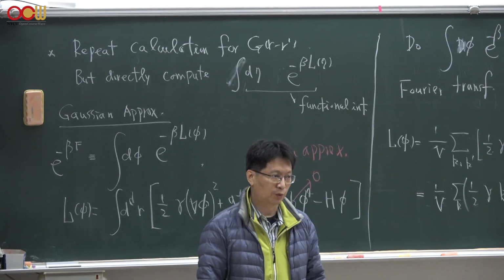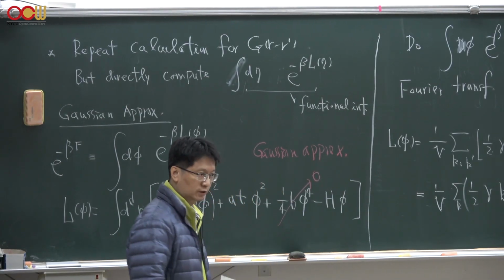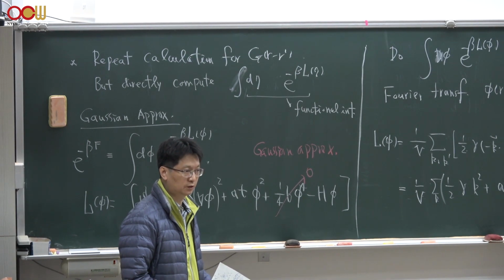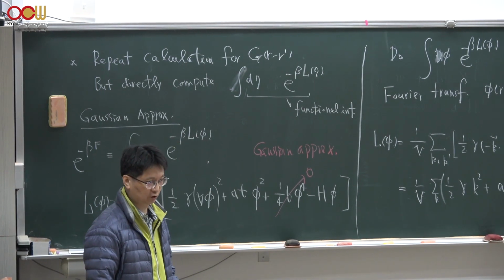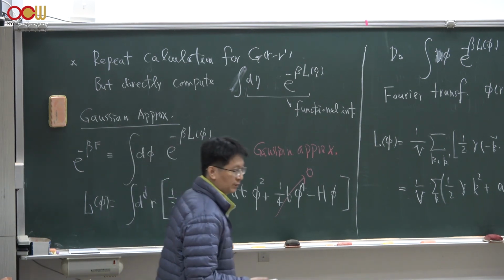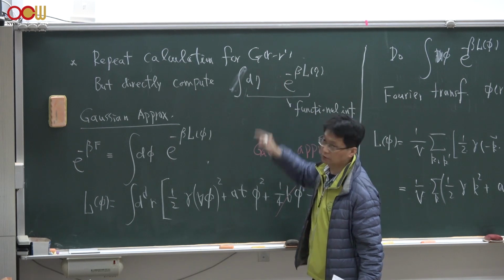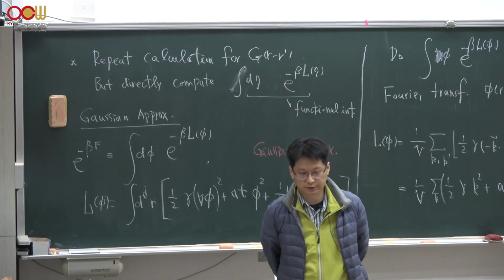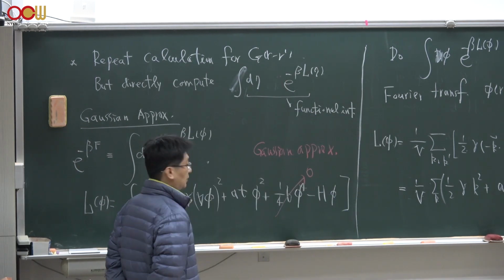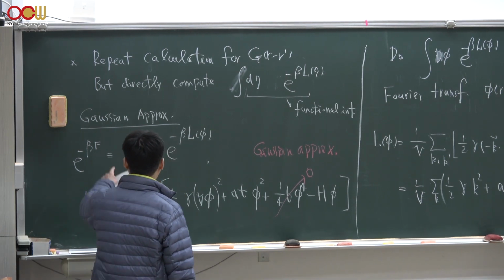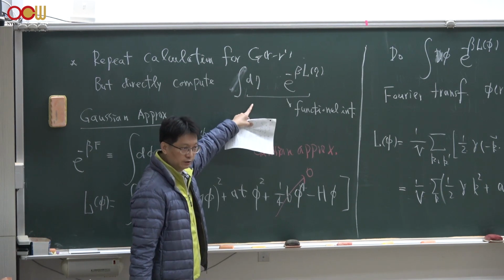So now we will introduce a different approach, which will be very useful when we study field theory regarding phase transitions. We try to repeat the calculation that we did earlier for the Green's function, G, as a function of the distance between these two spatial vectors r and r prime. But this time, we try to directly compute this functional integral.